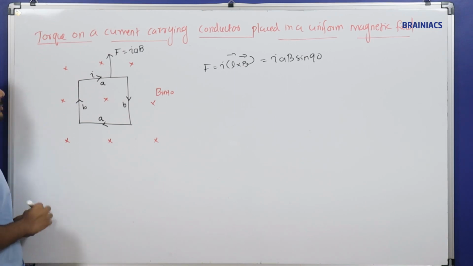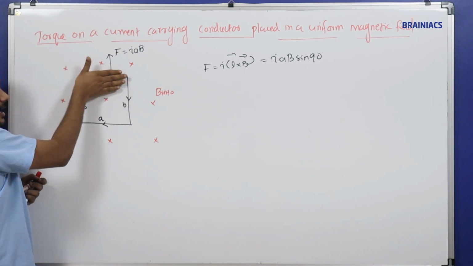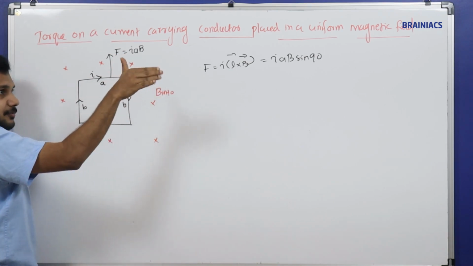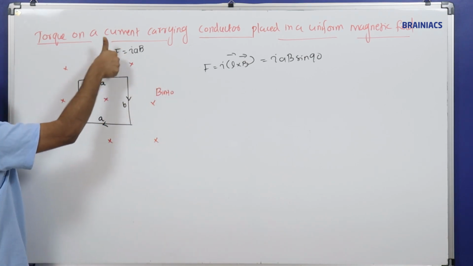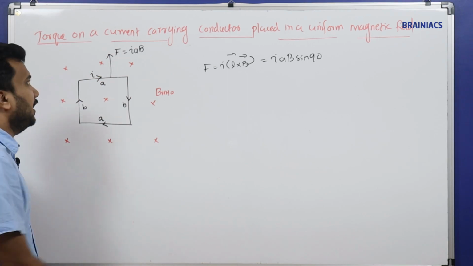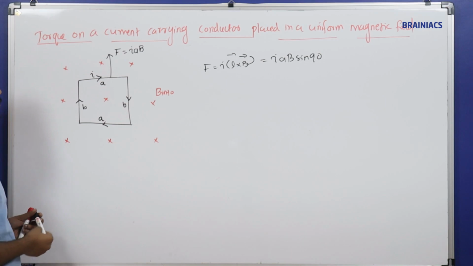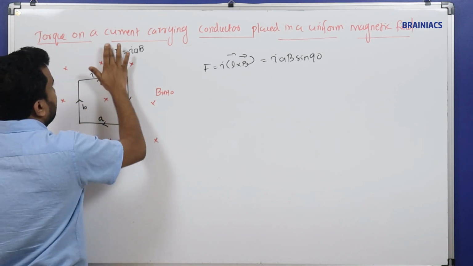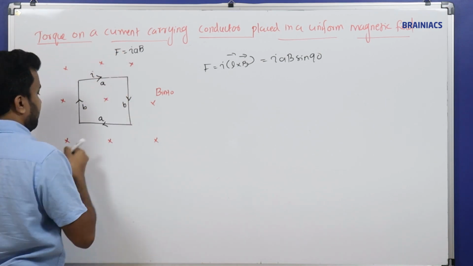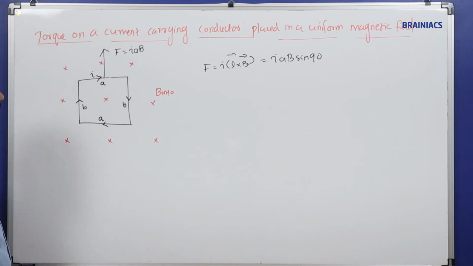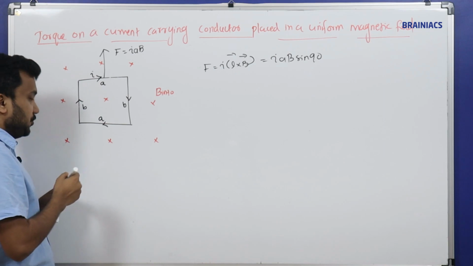ILB, L is called the length, L cross B. You have to curl your other four fingers into the board, so you can see your thumb is going upward. So IAB. Okay, so this is one force. This is exactly from the center I will mark. Then we have another force here in this direction also.